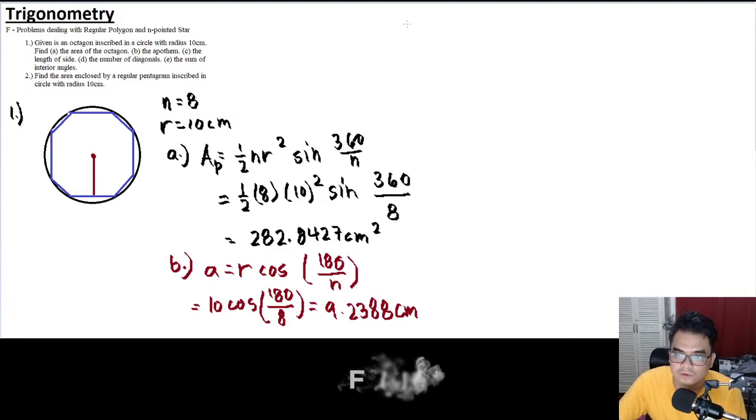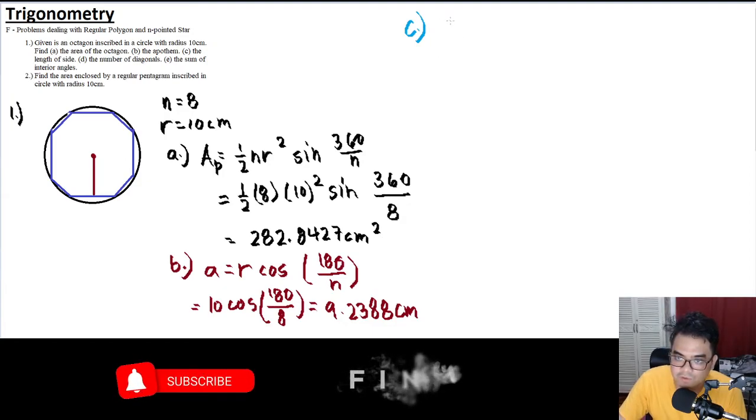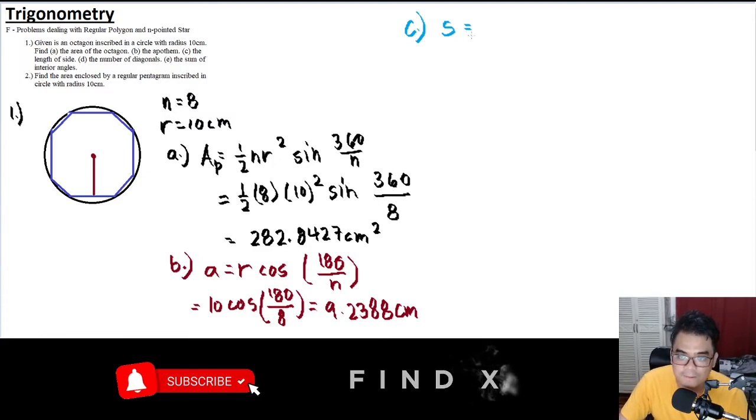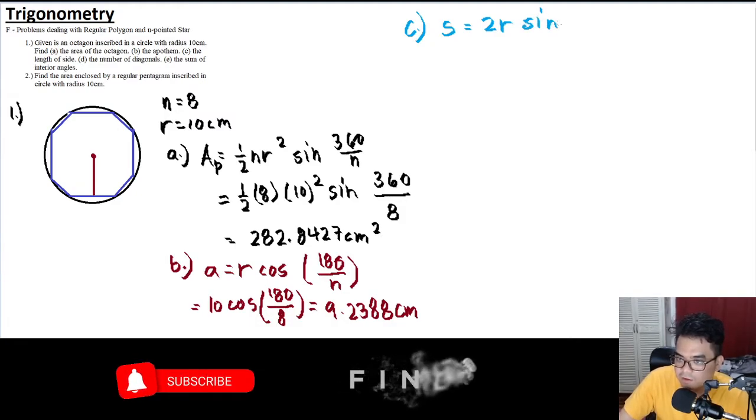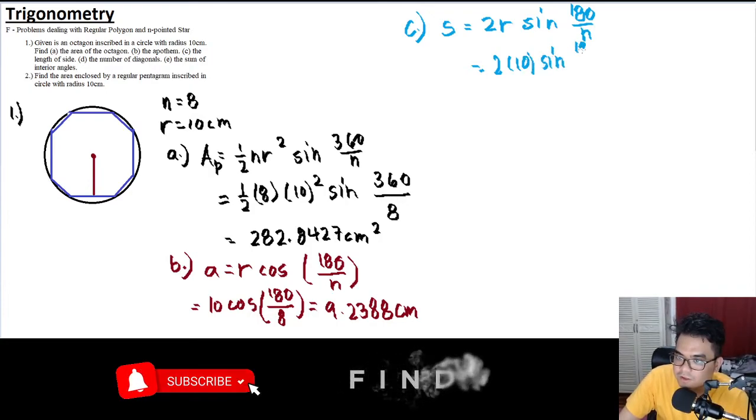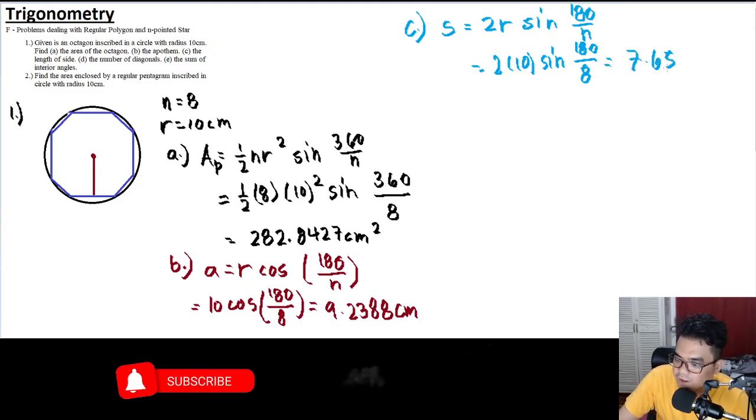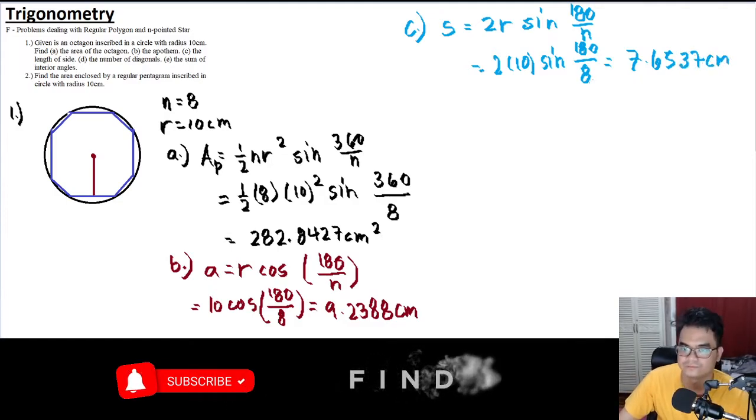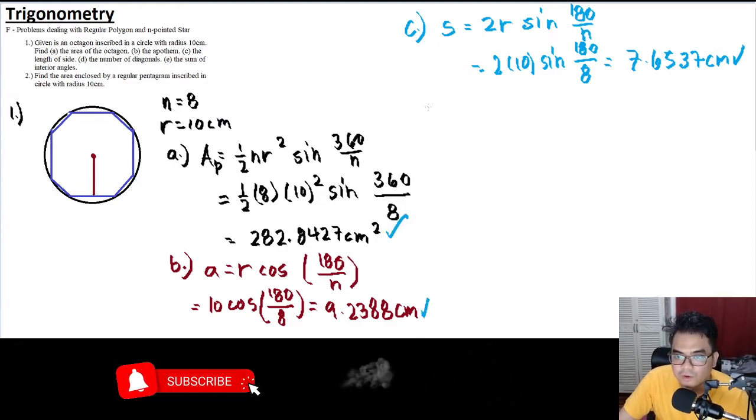Okay, so letter C. What's letter C? Length of a side. I think we can use the s symbol for the length of a side. So for the length of a side, the formula is 2r sine 180 over n. So this is 2 times 10 times sine 180 over 8, and the answer is equal to 7.6537 centimeter. So these are the answers. This is an answer, this one too, and this one too.